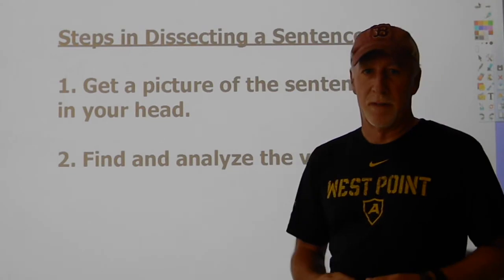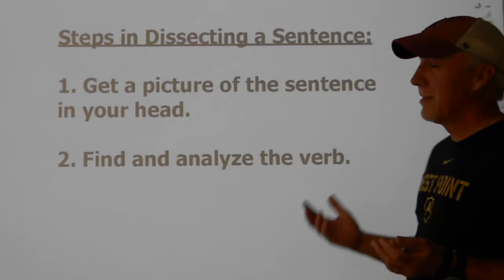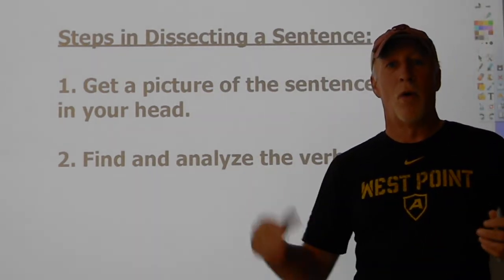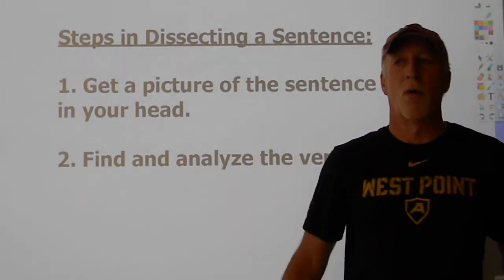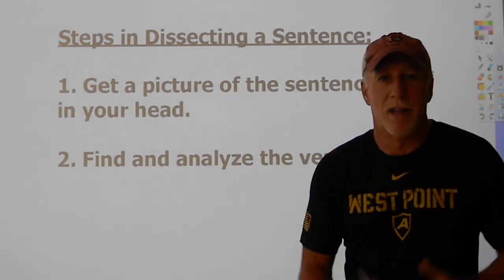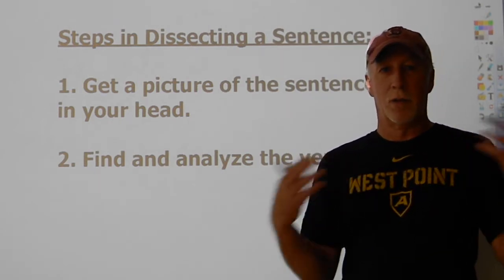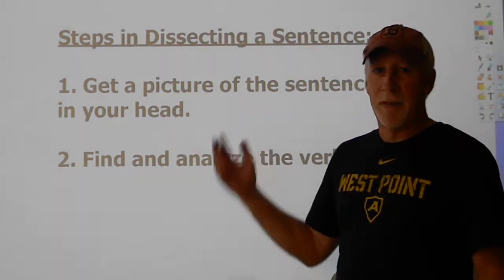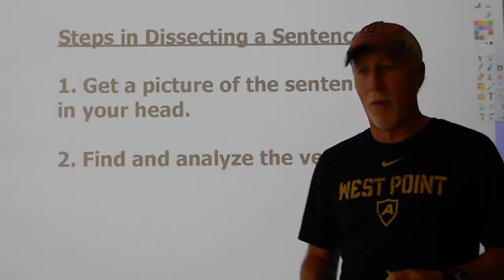These are the first two steps in dissecting a sentence. The first one is the easiest one. It simply says get a picture of the sentence in your head. So if I give you a sentence, the girl hit the ball over the net. In your mind's eye, you can all visualize the girl hitting the ball over the net. The man danced a crazy jig at the party. Okay? You can all see me dancing like a lunatic at this party. Alright? That's the first step. Get a picture of the sentence in your head before you actually begin ripping it apart.